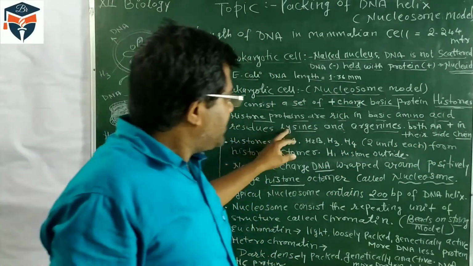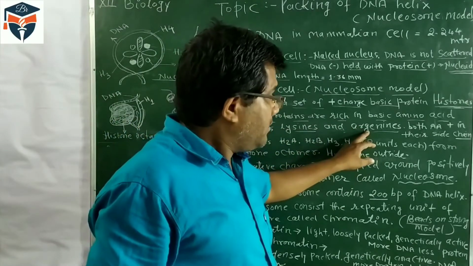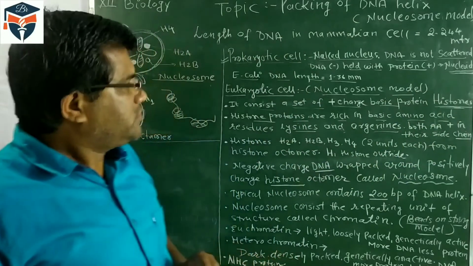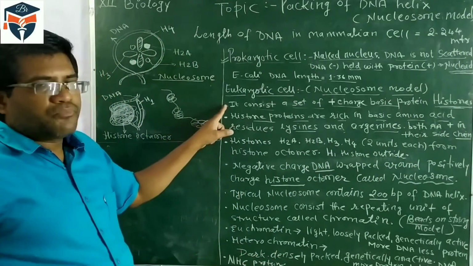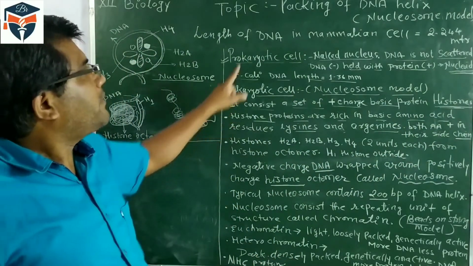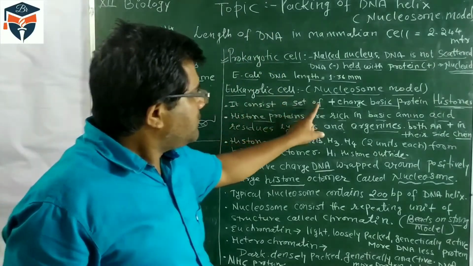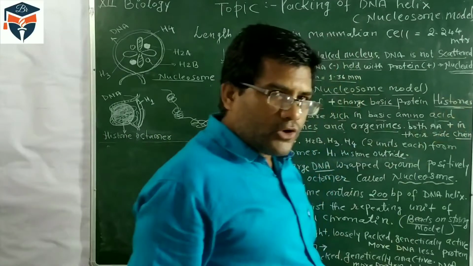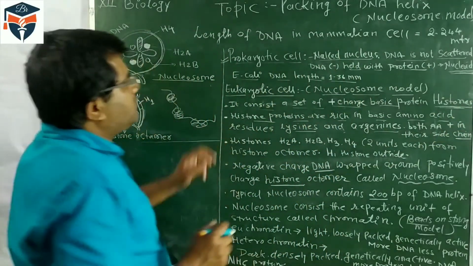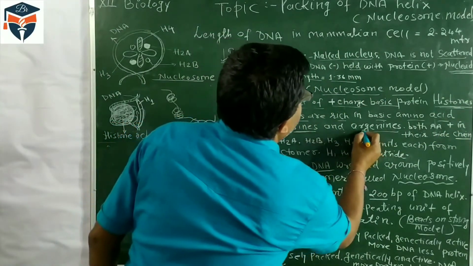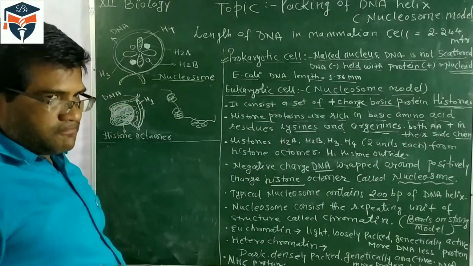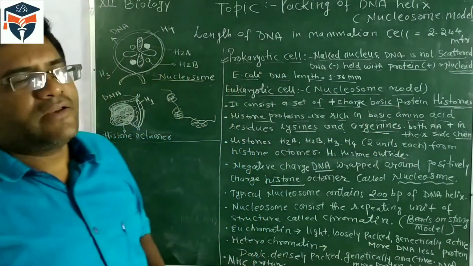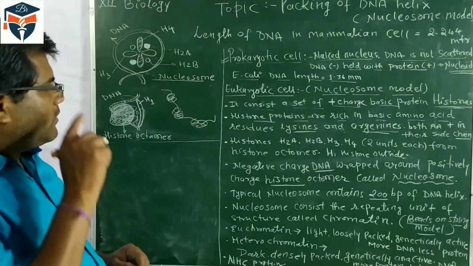So if lysines and arginines are there, on both sides of the chain there will be a positive charge. First point, in nucleosome or packing of DNA, some positively charged proteins are involved. They are called histone proteins. Second, the histone proteins are rich in lysine and arginine, and these show positive charge in the side chain.